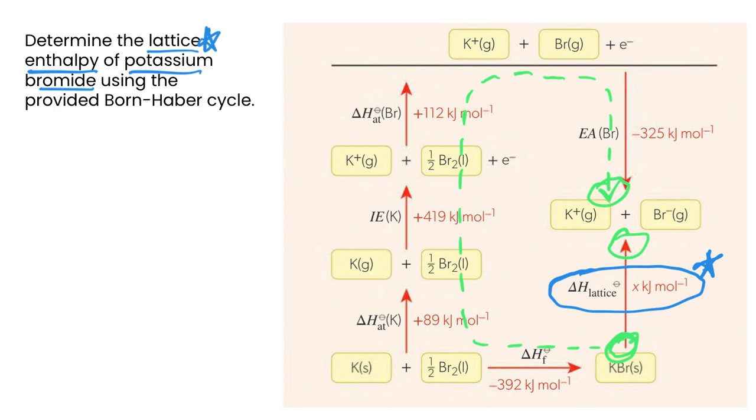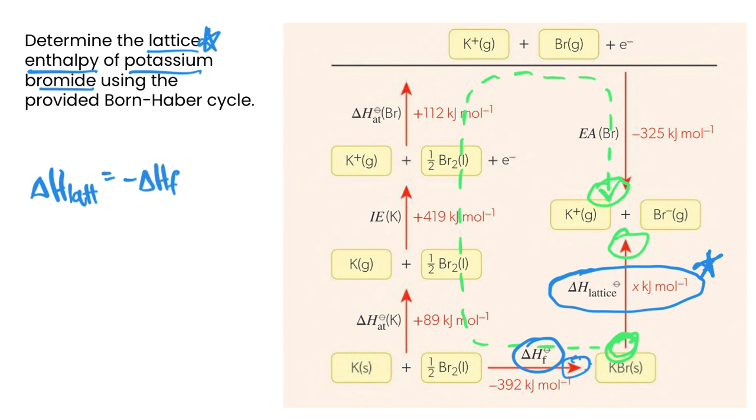So let's follow our indirect route around and set up our equations. We're trying to find our lattice enthalpy. And starting off first, we're starting with the delta H of formation. Now this arrow goes against our indirect route, so we want to take the negative of that.